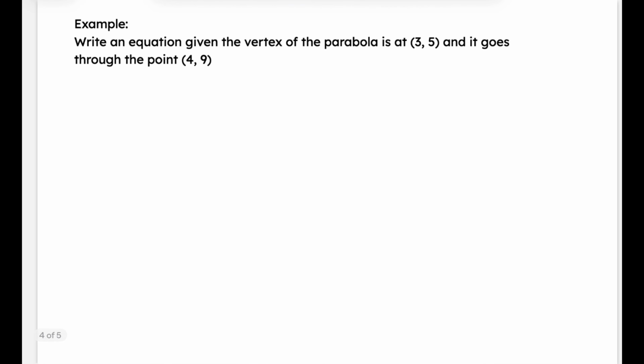Okay, our next example is to write an equation given the vertex of the parabola is at (3, 5), and it goes through the point (4, 9). So remember, our vertex is always our h and our k, and any point we ever have is an x and a y. So if we think about the equation, y equals a times (x minus h) squared plus k, we are going to fill in the values that we're given.